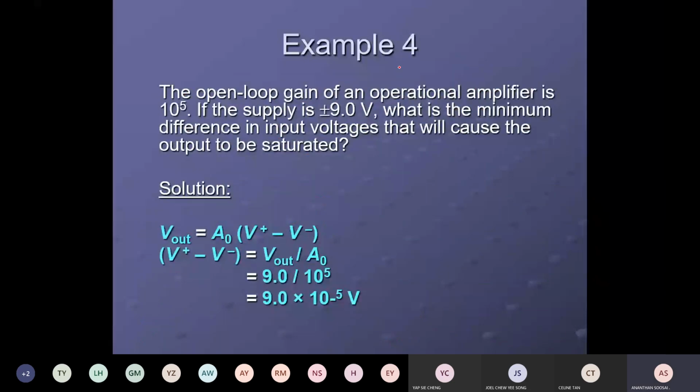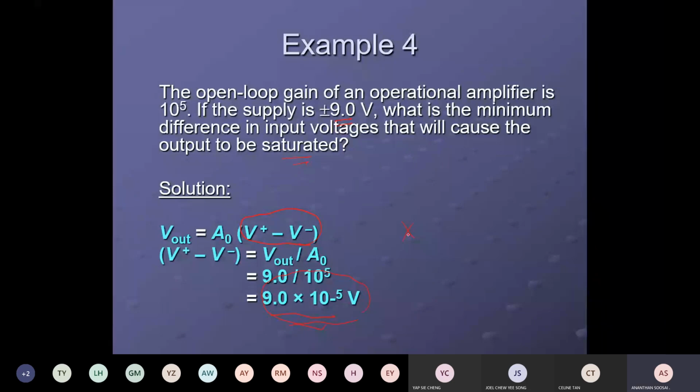Okay, now we want to know what small difference in V plus and V negative prevents it from saturation. It is calculated: V plus minus V minus is V out over A, the gain. Let's say V out is 9 volt over 10 to the power of 5. So V plus and V minus must differ by this amount. If the open loop gain of an operational amplifier is 10 to the power 5 and the supply is 9 volt, what is the minimum difference in the input voltage that will cause the output to be saturated? If the difference is less than this, it won't be saturated.